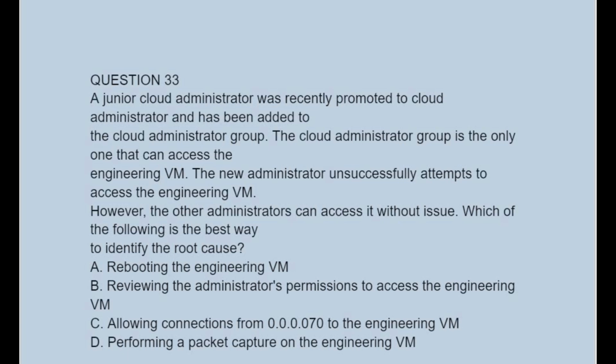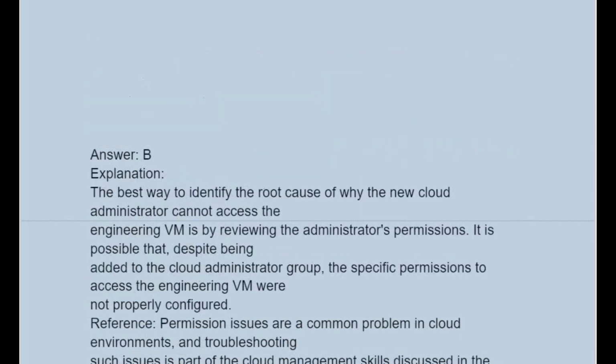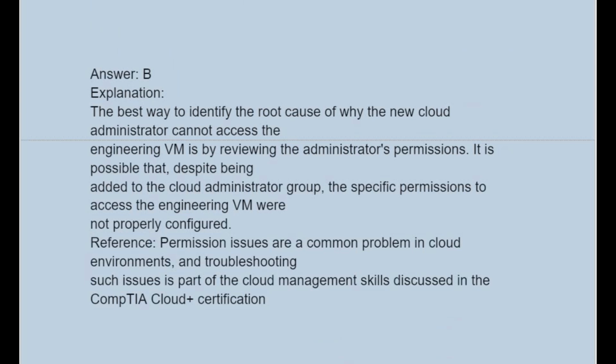Option A, rebooting the engineering VM. Option B, reviewing the administrator's permissions to access the engineering VM. Option C, allowing connections from 0.0.0.0/0 to the engineering VM. Option D, performing a packet capture on the engineering VM. Correct answer is option B.